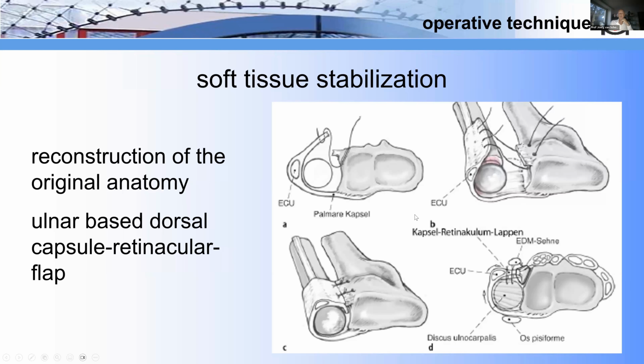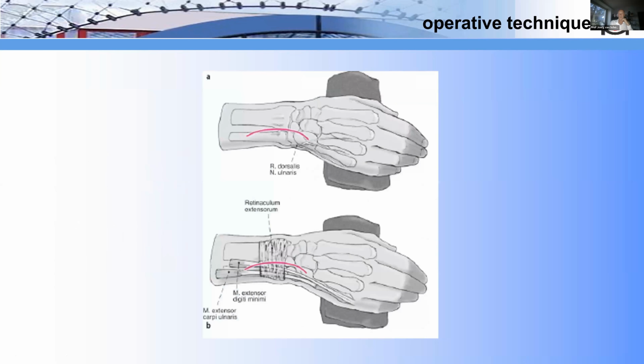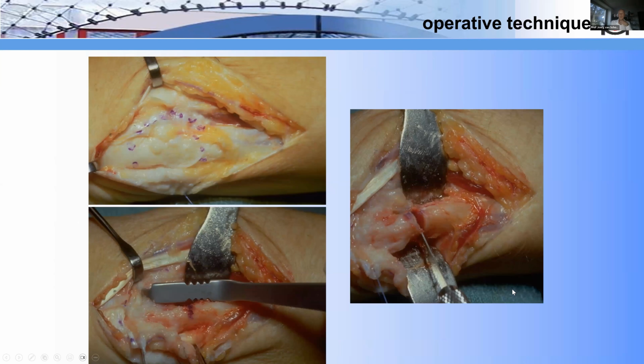And in the end, after replacement of the ulnar head, we reattach that ulnar-based flap with osseous sutures on the dorsal rim of the sigmoid notch. This is the exact procedure. So this is the skin incision, and then we look for the extensor retinaculum. You can already see the opened up fifth extensor compartment, the retracted extensor digiti minimi tendon. This is the flap we create.